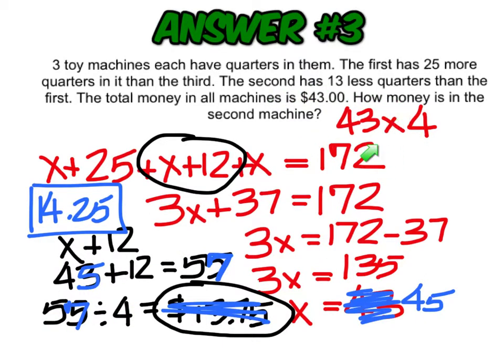Up here, notice that the total is 172 that I put in. Where did I get the 172? Right. $43 cannot be put here because it's not quarters, it's dollars and cents. All of these items are in quarters, so you must convert $43 to quarters when you put it in the equation.